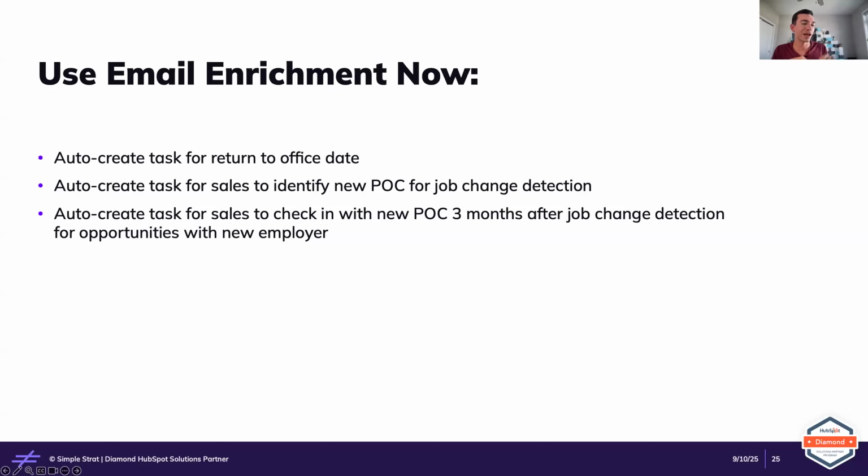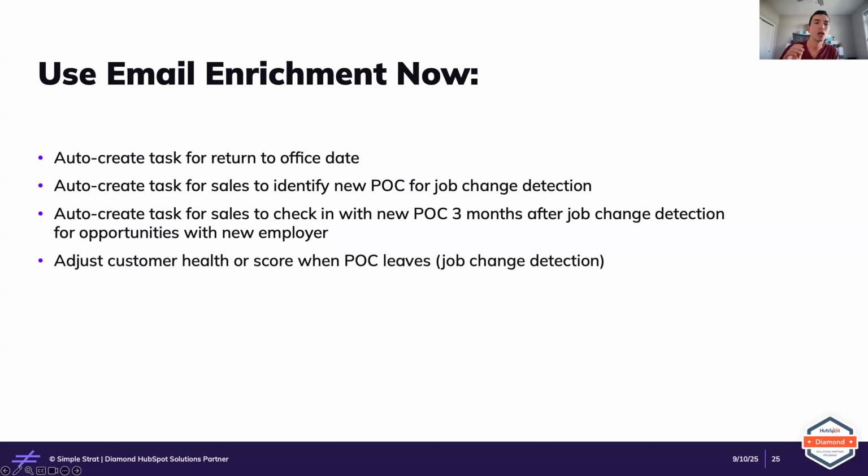So, okay, I've identified that Bob's no longer at this company. HubSpot's populated that into a property. Let's go ahead and trigger a workflow to create a task for me to reach out to Bob on LinkedIn in 3 months, see where he's landed, and see if there might be any opportunity for us at that company.